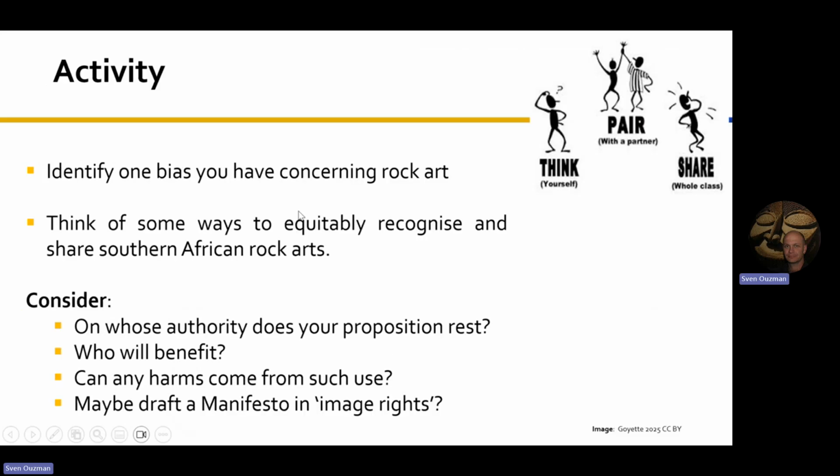There isn't time for the sort of activity, I'm afraid, but if there was, it would be interesting, because these are often interesting to talk to someone else about. It's hard to recognize bias on your own. Find a bias and ways in which to turn that bias around so that we equitably recognize and share Southern African rock arts in this case. And, considering those propositions there, on whose authority does your proposition rest, who's going to benefit from your idea, could your idea cause any harms, and maybe a manifesto of image rights might be something useful to have.